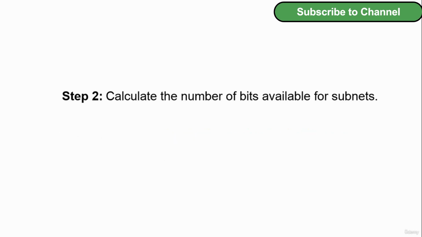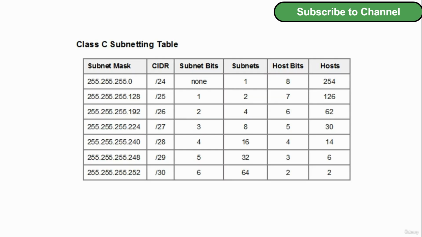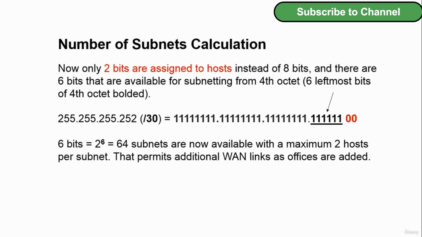And step 2, calculate the number of bits available for subnets. In this case, this is kind of key too, because there are often a lot of WAN links connecting branch offices, so you want lots of subnets. So I've got 6 bits available for a maximum of 64 subnets. So think of it as 64 branch offices. I only want 10, so there's lots of room for expansion. So that's a good thing to keep in mind.